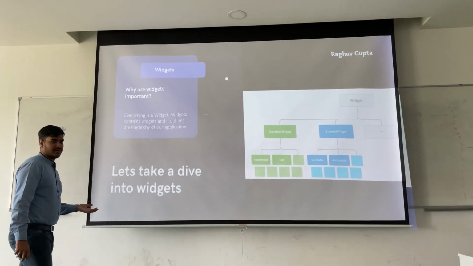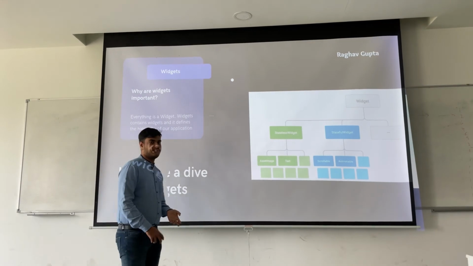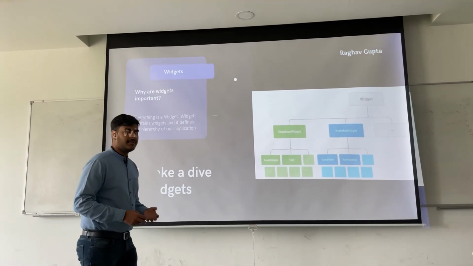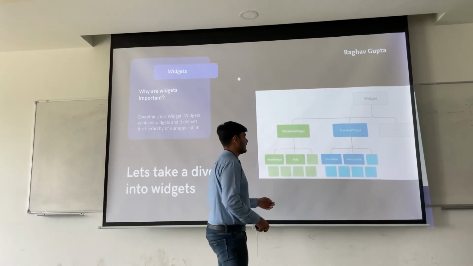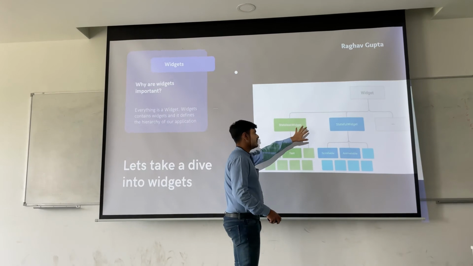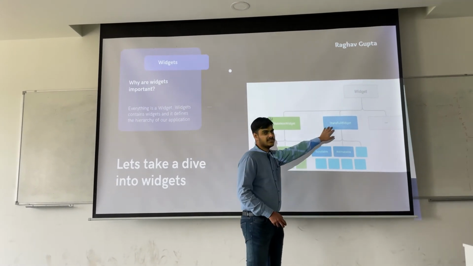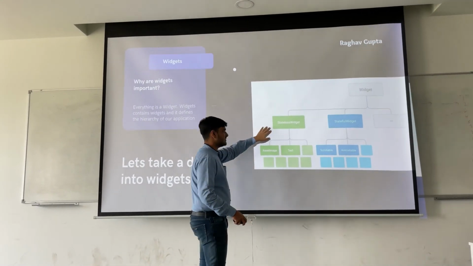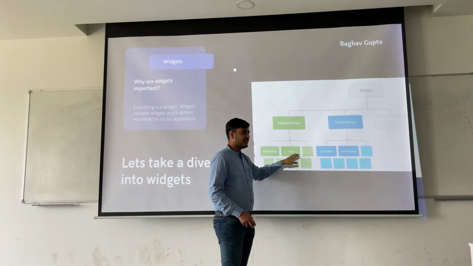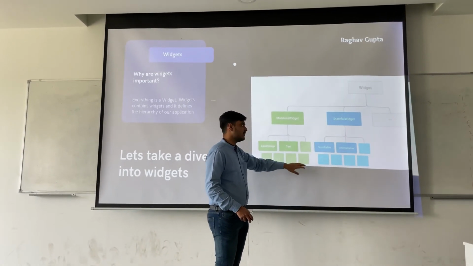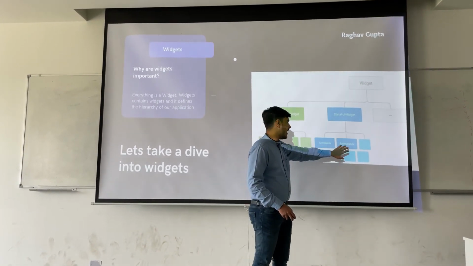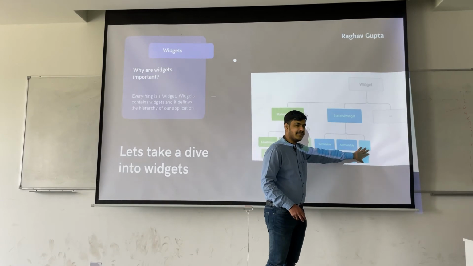Now, since I told you earlier that everything in Flutter is a widget, let's take a deeper dive into this concept. Let's say we have a widget and it consists of two widgets, a stateless widget and a stateful widget. Generally, widgets which are contained in stateless widgets are asset image, text, network images, and more. A stateful widget may contain widgets like scrollable, animations, dynamic text, and more.